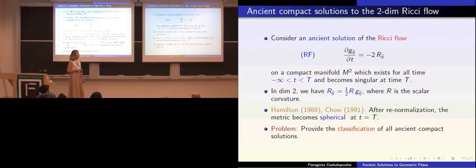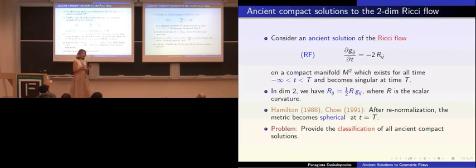So in 2D, the Ricci flow is special because it comes from the fact that the Ricci curvature is 1/2 the scalar curvature multiplied by the metric. So this is a very special case. And it's a known result by Hamilton and then Chow that after renormalization of the metric, the compact manifold evolving by the 2D Ricci flow becomes spherical.